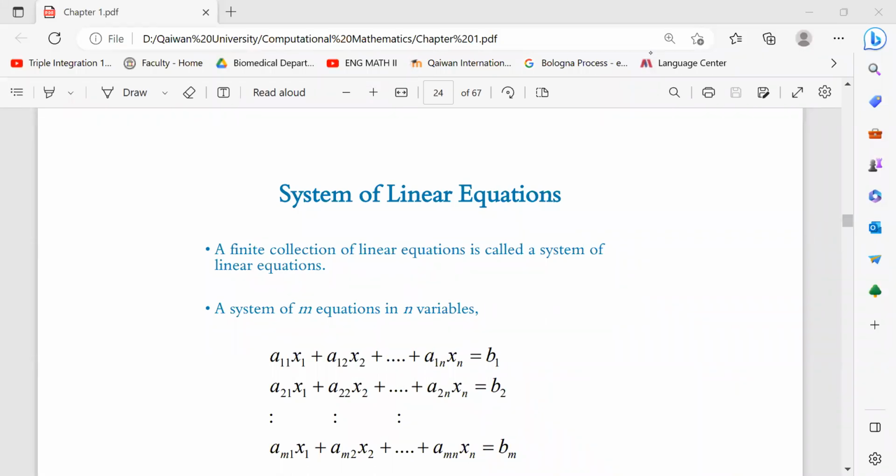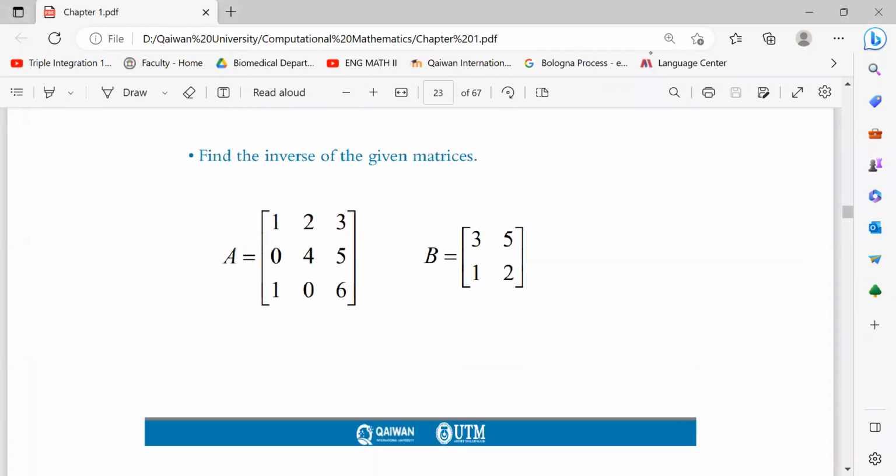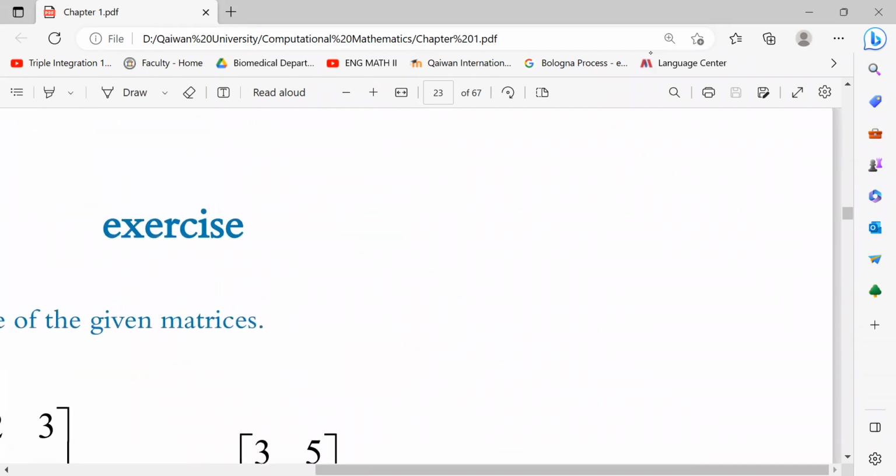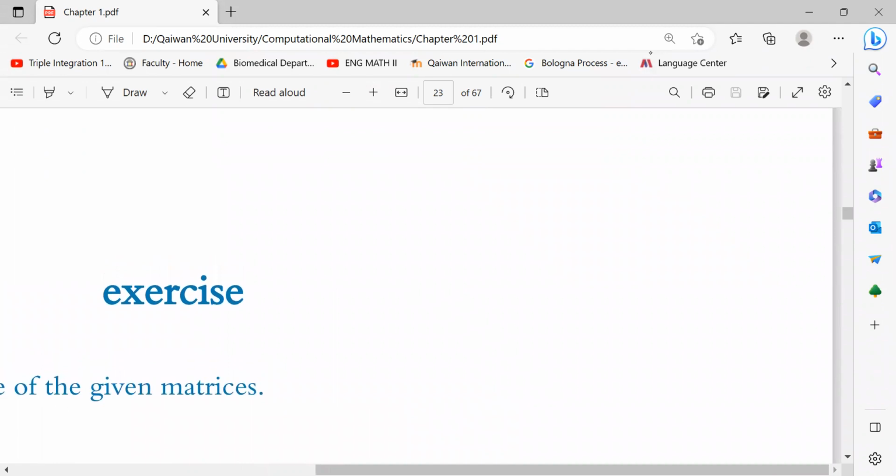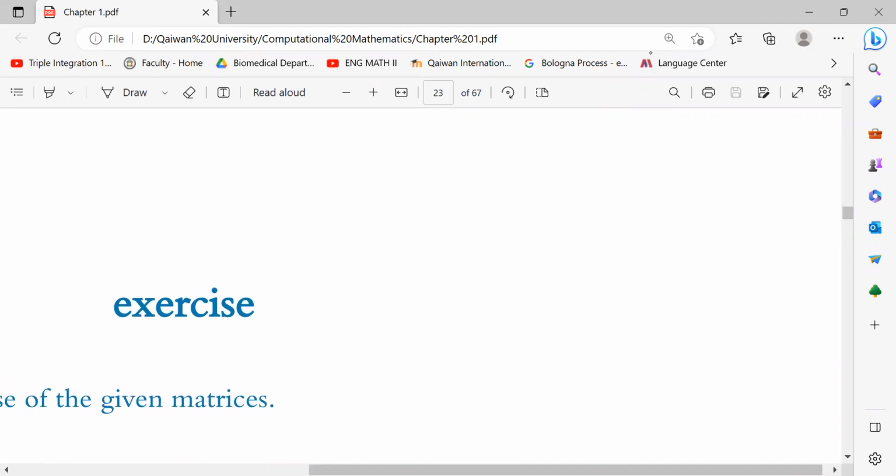Okay. In the previous lecture, we talked about matrices, and we also talked about some operations on matrices. We talked about these operations: addition and subtraction, those are so easy. And also, we talked about how to find the transpose of a matrix.